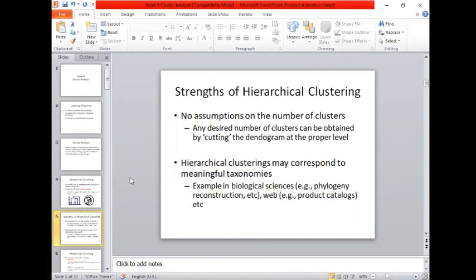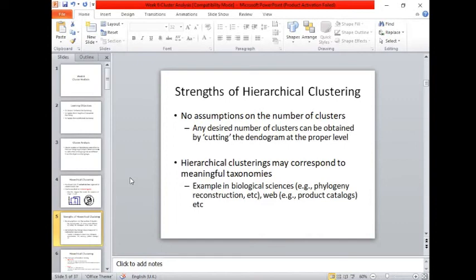So what are the strengths of hierarchical clustering? Please take note that hierarchical clustering has no assumption on the number of clusters, because any desired number of clusters can be obtained by cutting the dendrogram at the proper level. So it means that in hierarchical clustering there is no assumption of how many clusters you have, as long as you cut the dendrogram at the proper level of grouping of similar objects.